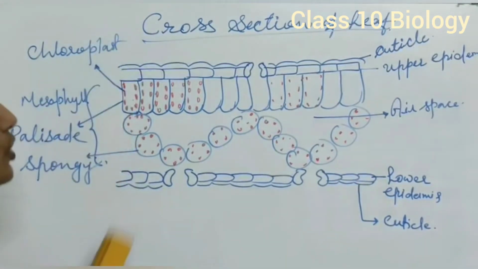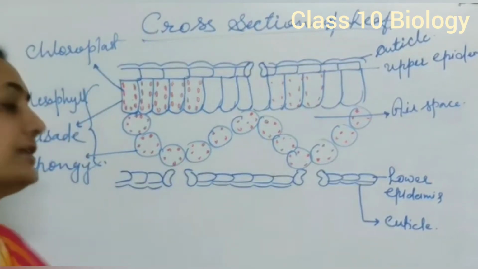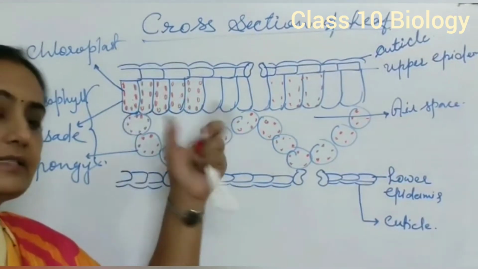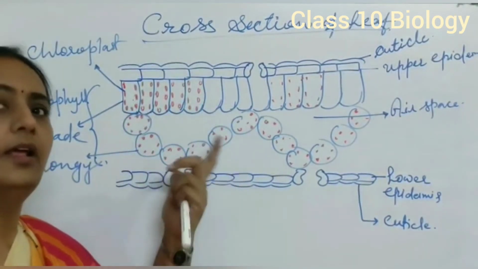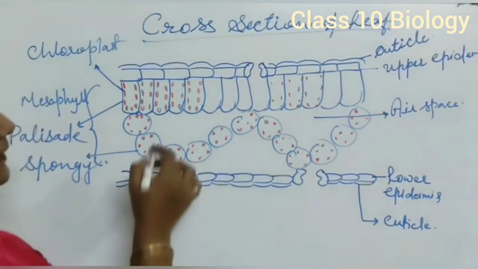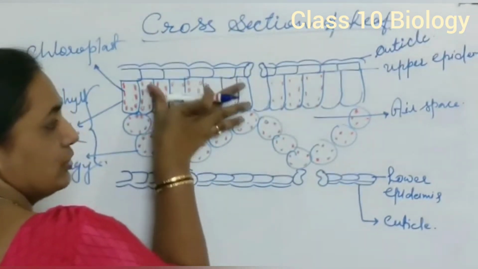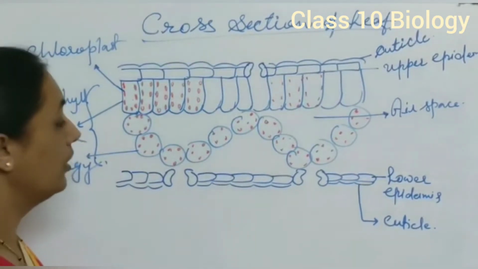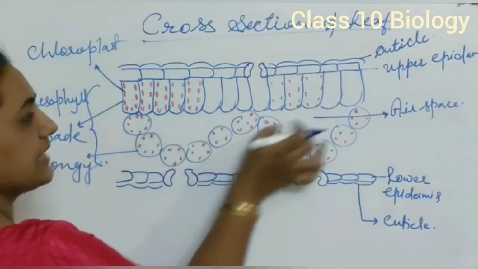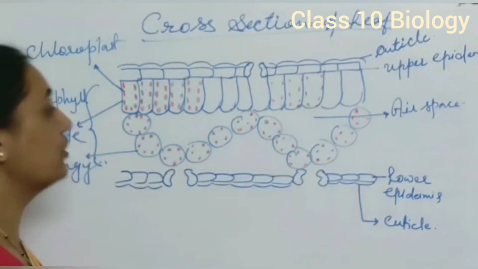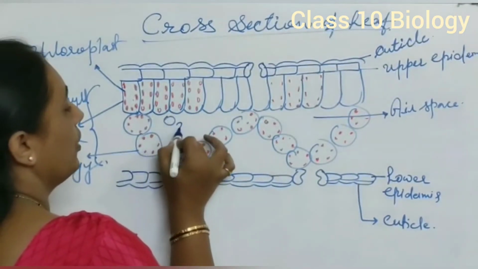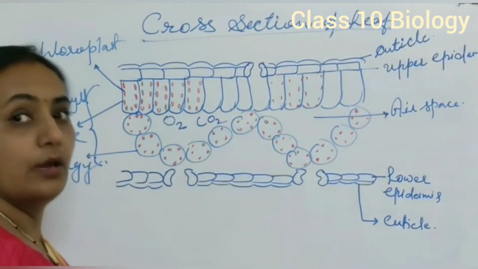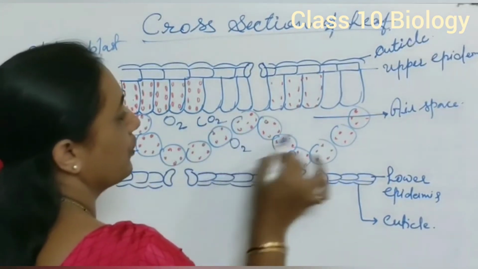Some plants show both types of cells, palisade as well as spongy, whereas some plants show either palisade cells or spongy cells. That depends on different plants. Now, the role of mesophyll: they are useful for the process of photosynthesis and provide the site for photosynthesis. What is the role of these air spaces? Air spaces are used to hold or collect the gases which are released and absorbed by the plant during the process of photosynthesis.